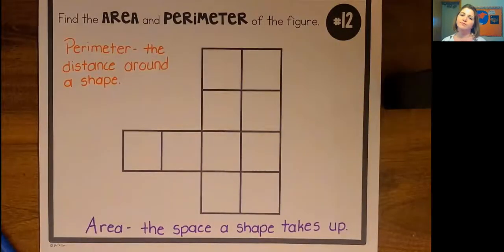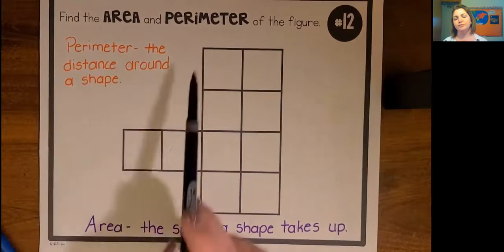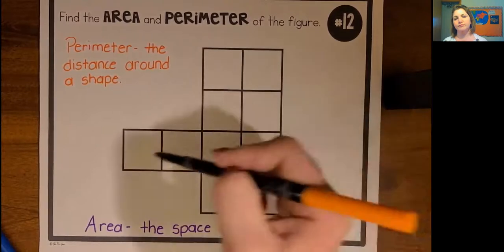Okay, boys and girls, we're going to be learning about the area and perimeter of figures. And if you see here, we have this figure in the middle. Perimeter is the distance around a shape. So it's the distance around the outside. And the area is the space a shape takes up on the inside.